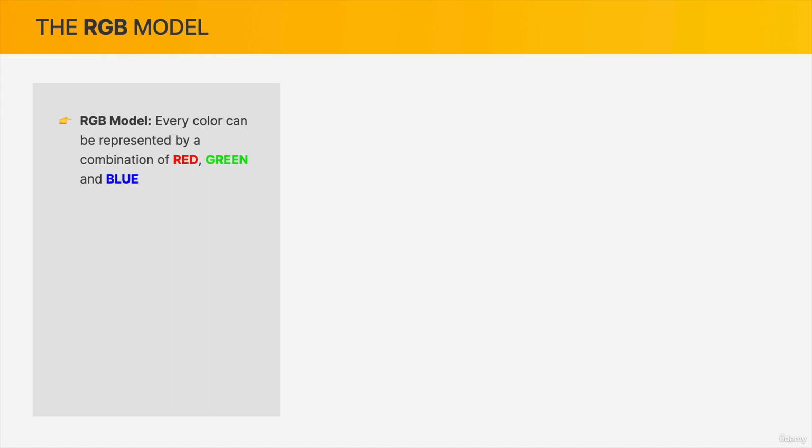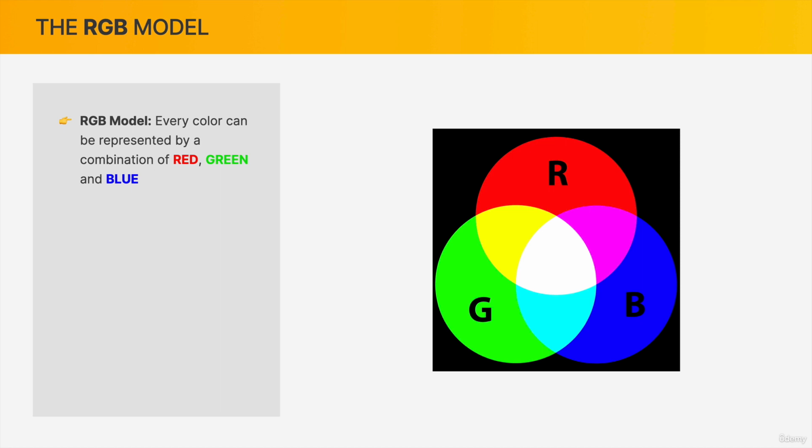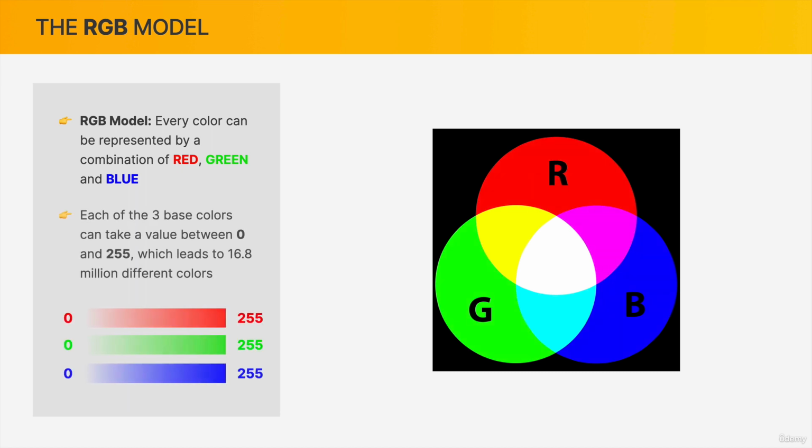So in the RGB model, every single color can be represented by any combination of red, green, and blue colors. So that looks something like this. And maybe you have already seen a diagram like this somewhere in school or something like that. So anyway, in order to actually represent a certain color, we need to give each of the three base colors any value between 0 and 255. And so with that, we can define a total of 16.8 million different colors.